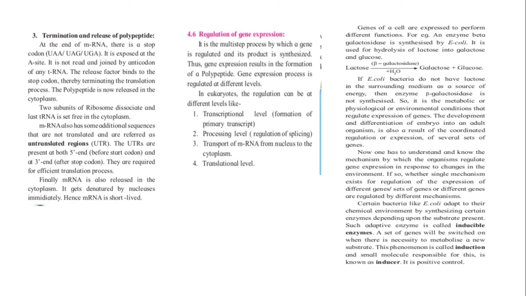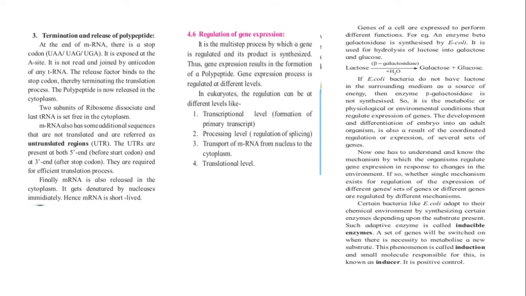Substage number 3, that is termination and release of polypeptide. At the end of messenger RNA, there is a stop codon. It is exposed at the A site. It is not read and joined by the anticodon of any transfer RNA. The release factor binds to the stop codon, thereby terminating the translation process. The polypeptide is now released in the cytoplasm. Two subunits of the ribosome dissociate. The last transfer RNA is set free in the cytoplasm.